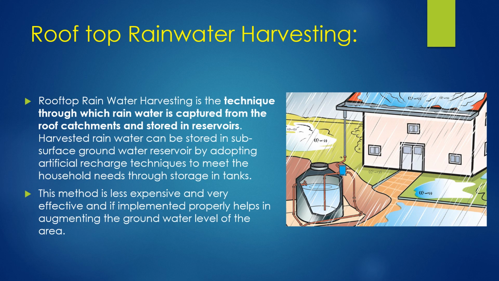The next is rooftop rainwater harvesting. It is a technique through which the rainwater is captured from the roof catchment and stored in large reservoirs. It can be stored underground or used with any other artificial recharge technique to meet the household needs. This method is less expensive and very effective if implemented properly.